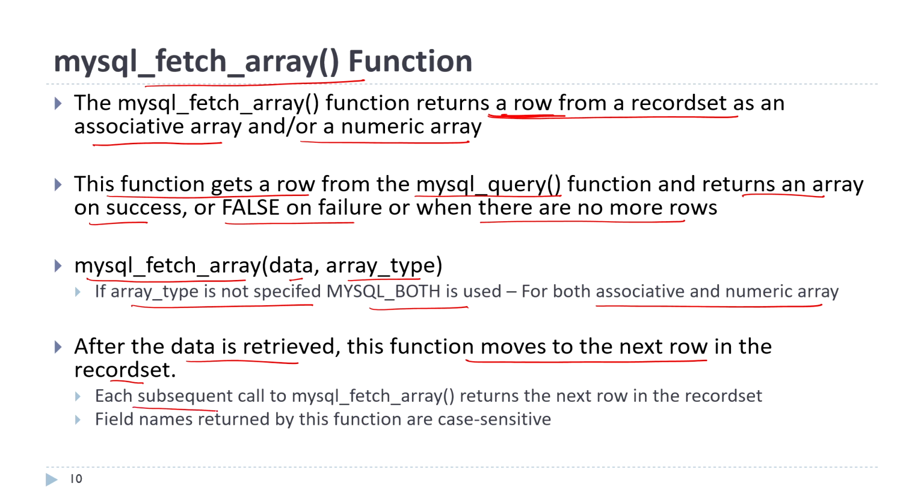Each subsequent call to MySQL fetch array returns the next row of the record set. So, every time you call, it returns the next row. Once it extracts, it points to the next one, extract, point to the next one, that way.